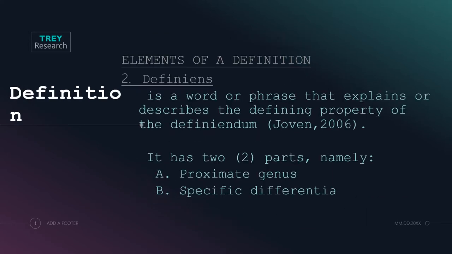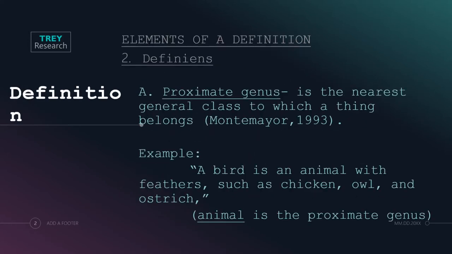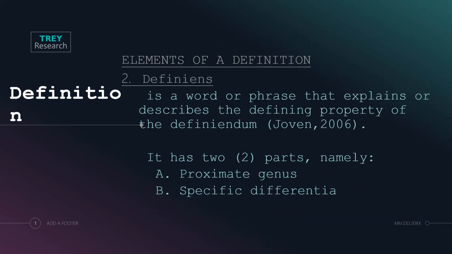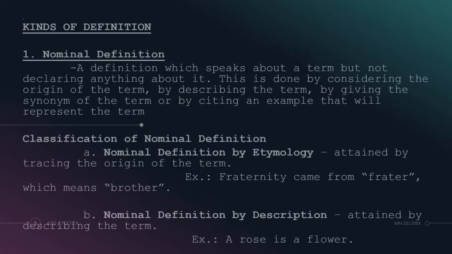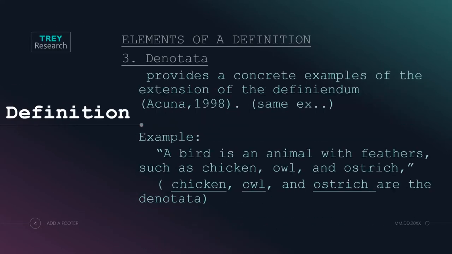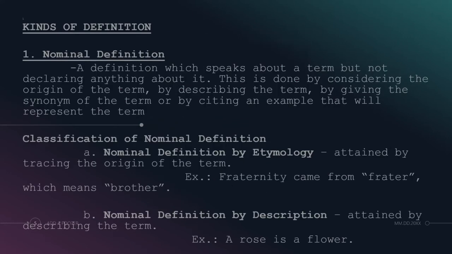Again, there are three elements. Definiens, denotata, and definiendum. Alright, let's go to the next part.